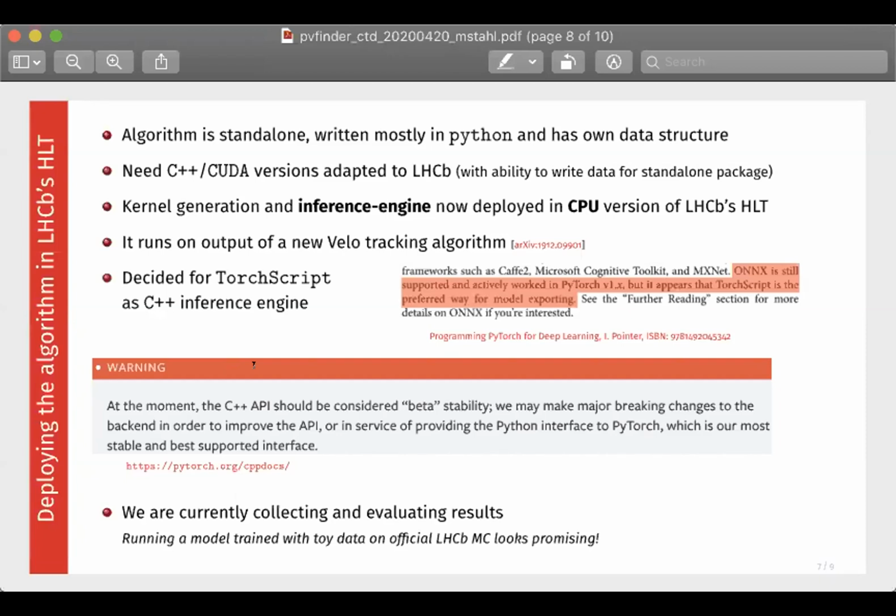Since there are several inference engine evaluators on the market, such as ONNX, but since we have trained this in PyTorch, we decided on TorchScript as the C++ inference engine. Currently, we are collecting and evaluating results with this implementation, and the first results that we obtained look very promising.